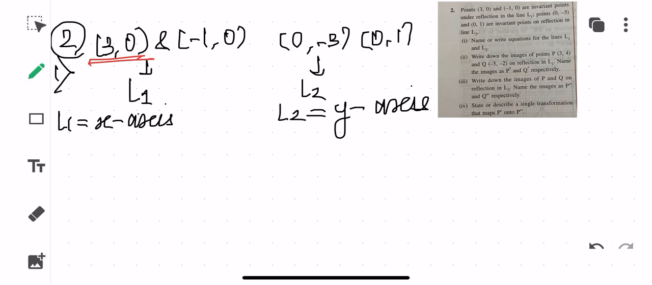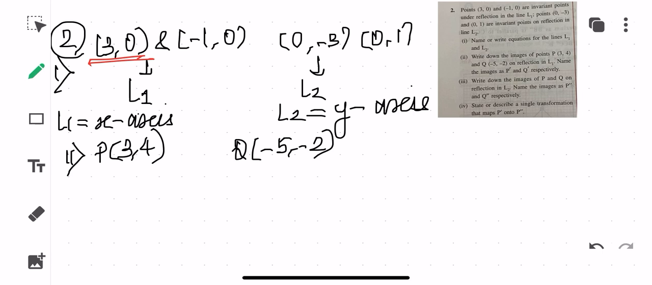Okay, and then what is the second sub question? Write down the images of points P(3, 4) and Q(-5, -2) on reflection in line L1. Once you find that line L1 is what, children? X-axis. So now you can easily find out the reflection. What happens when P(3, 4) is reflected in the x-axis? Of course, the x coordinate remains the same, so this will become (3, -4), and for Q it will become (-5, 2). So this you can write yourself.